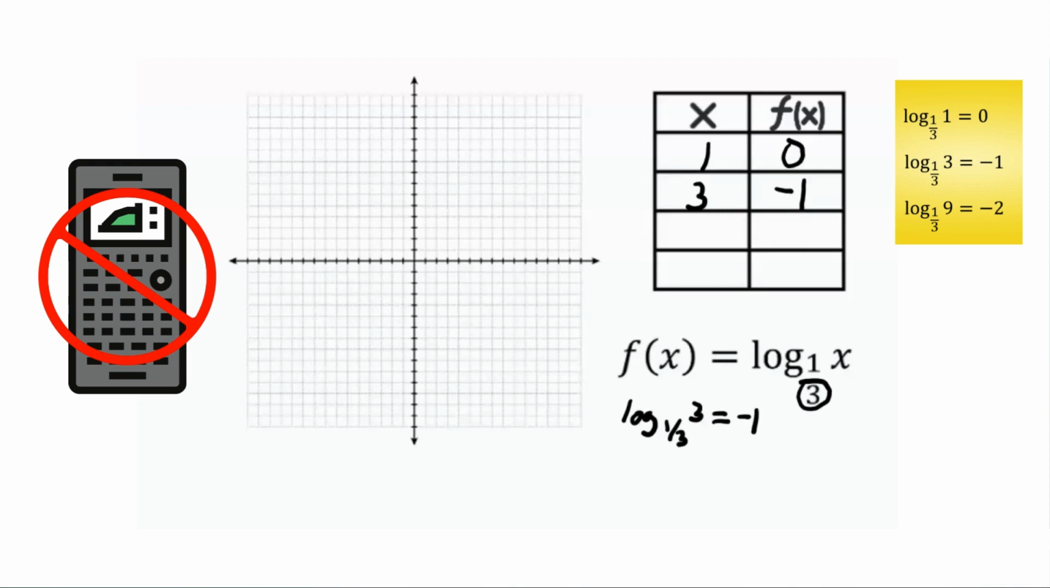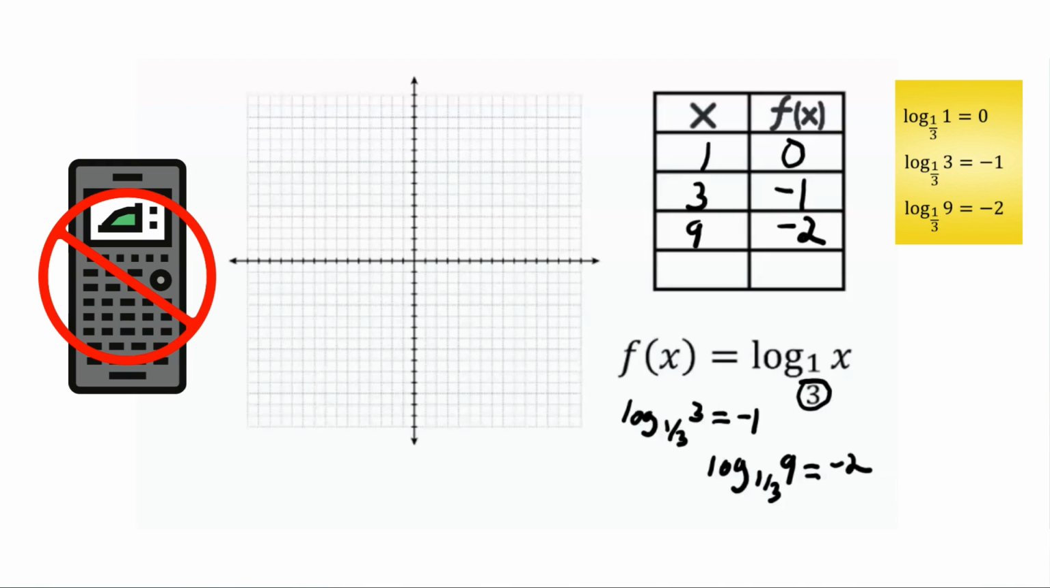We're going to stick with the theme of the powers of 3. So our next point I would choose would be log base 1/3 of 9, because 1/3 raised to the -2 power is equal to 9. So that means that if 9 is our x, -2 is our output f of x.